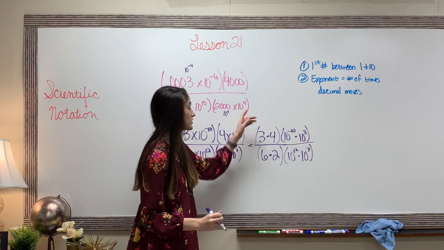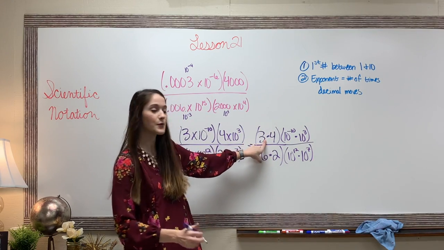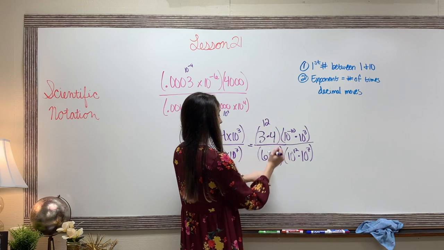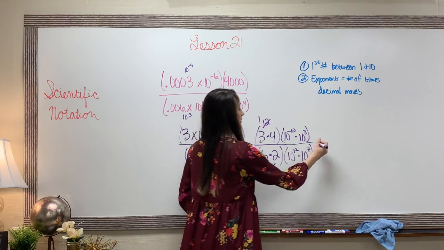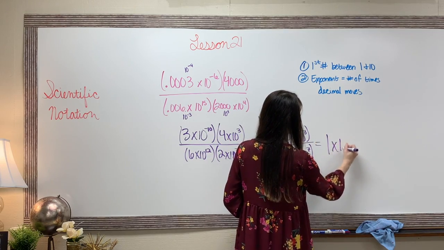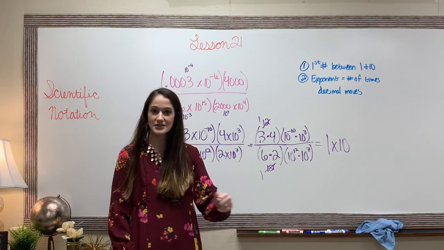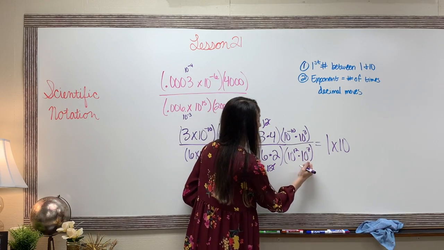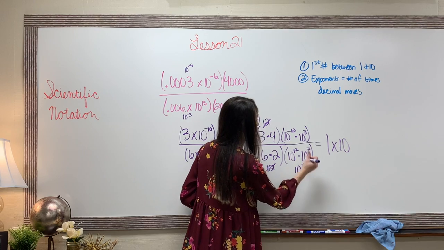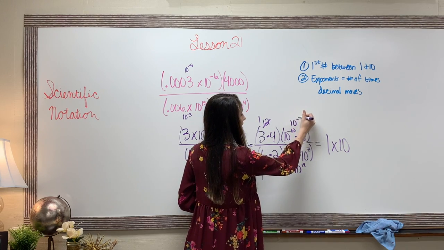Okay, so looking at this part, 3 times 4 is 12, and 6 times 2 is 12. So these are going to reduce down to 1. So I have 1 times 10, and then from here I just need to simplify my exponents. We're almost done. So 12 and 7, this is going to be 10 to the 19th. And this will be 10 to the -7th.